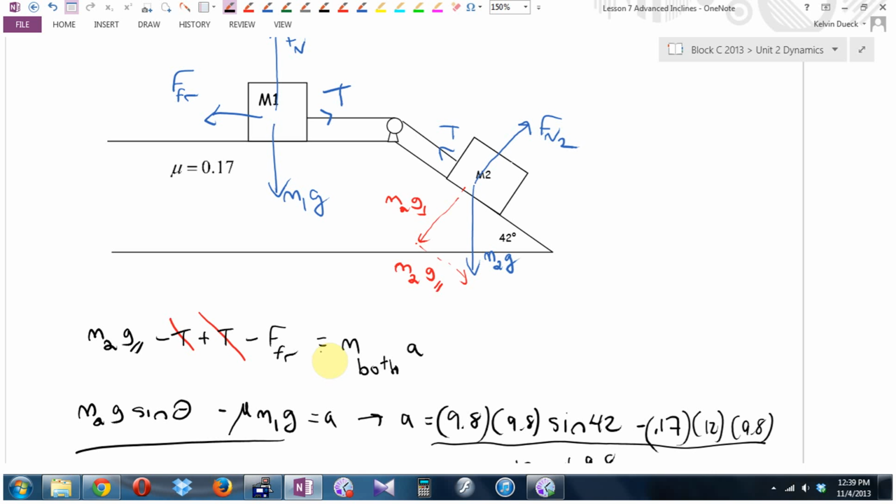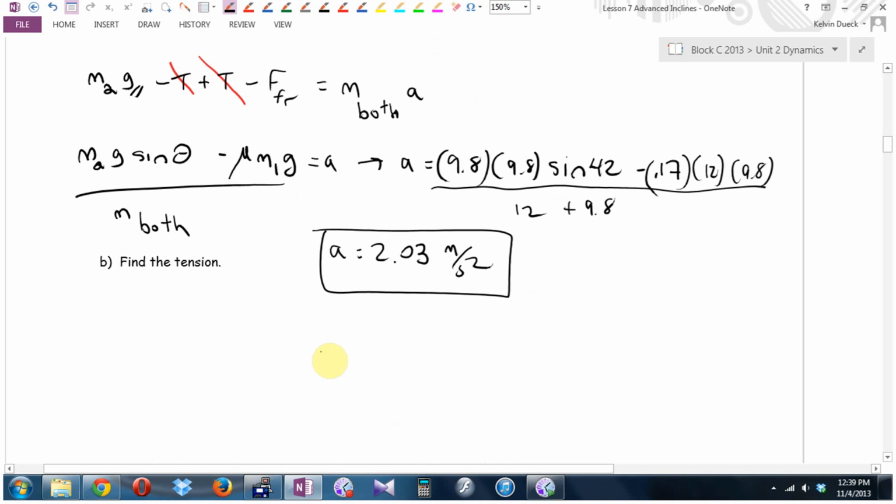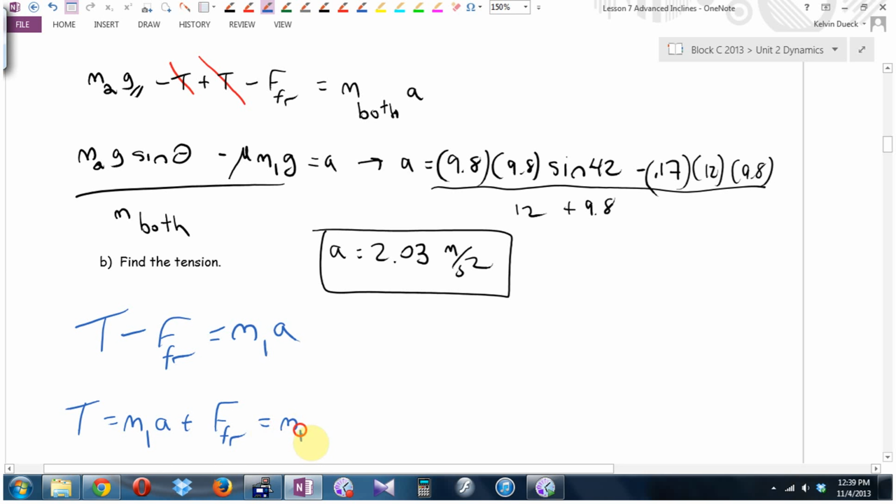Tension. Who's losing? Oh, good gosh, Mr. Dueck. Now this is becoming like routine. Cool. So it's going to be tension minus friction equals, and we're just looking at one mass, so it's just going to be M1A. In fact, I think it's going to be tension equals M1A plus friction, which is M1A plus mu times the normal force.